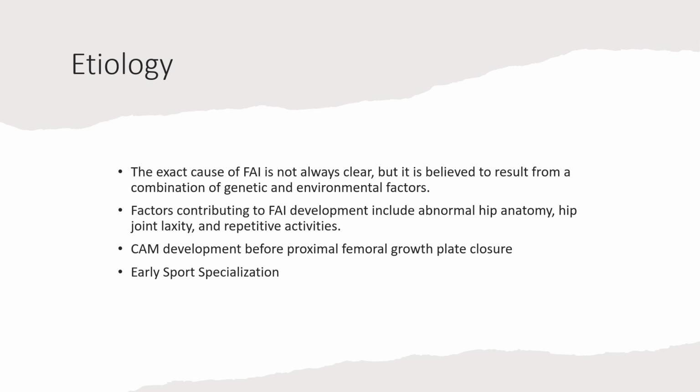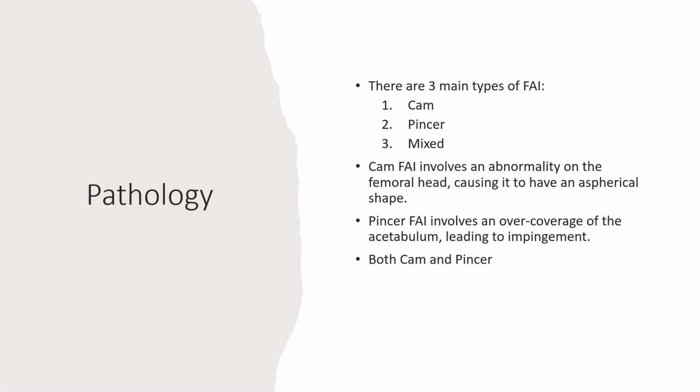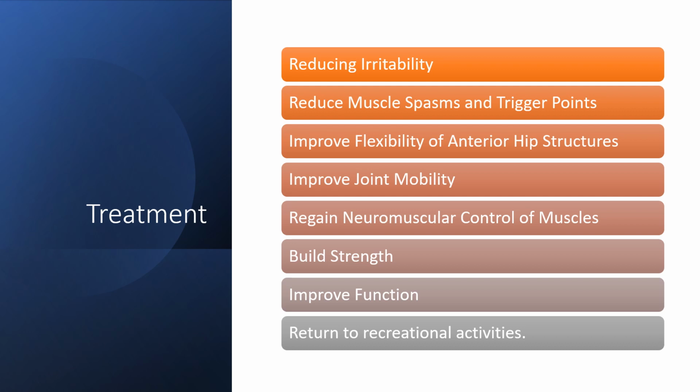So elite athletes often specialize between the ages of 14 and 15 years old. And this was a pretty big study. It had over 6,000 athletes in it. So what do we want to do from a treatment standpoint?